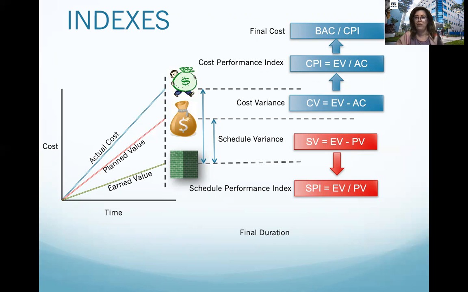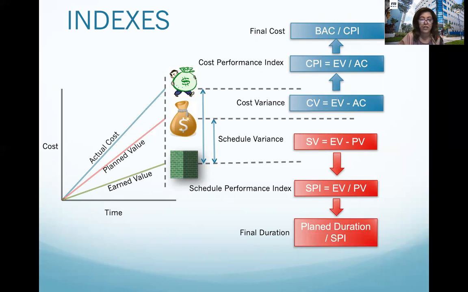how much will be the final budget if I continue with this performance? It's budget at completion divided by CPI. The same way, you can calculate the forecast of the final duration of the project using the same information: planned duration divided by SPI. How do I know this? Because these are the formulas you need to memorize for the exam. I will say you need to memorize only these 6 formulas. That's it. No more than that.